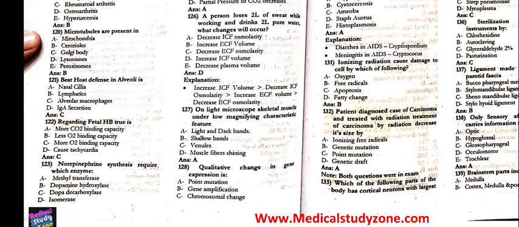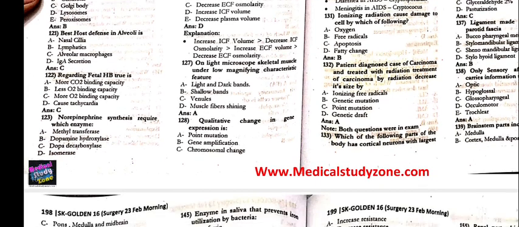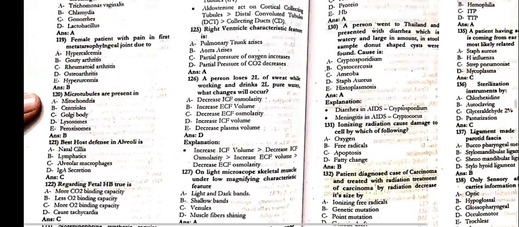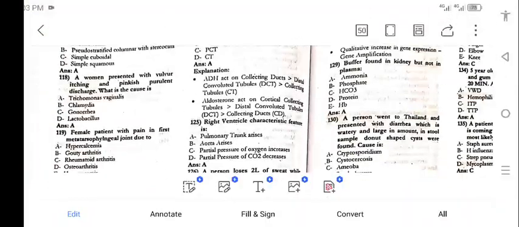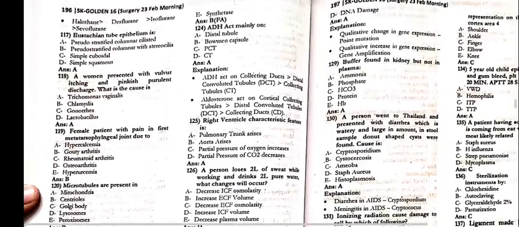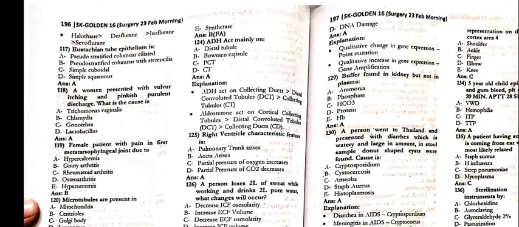120, the microtubules are present in the centrioles. 121, best host defense in the alveoli is the alveolar macrophages. 122, regarding fetal hemoglobin, true is more oxygen binding capacity. 123, norepinephrine synthesis requires which enzyme? That is dopamine beta hydroxylase. Next, 124, the ADH acts mainly on the distal tubules.